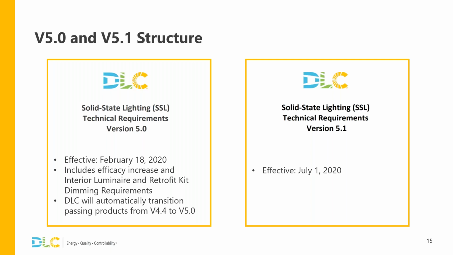So version 5.1 on the right-hand side of the screen is effective July 1st, 2020, and includes those quality of light and the comprehensive dimming requirements. So again, quality of light, and we'll explore these in quite a bit more detail, include color and glare requirements, as well as the dimming requirements under version 5.1 really cover all product categories.